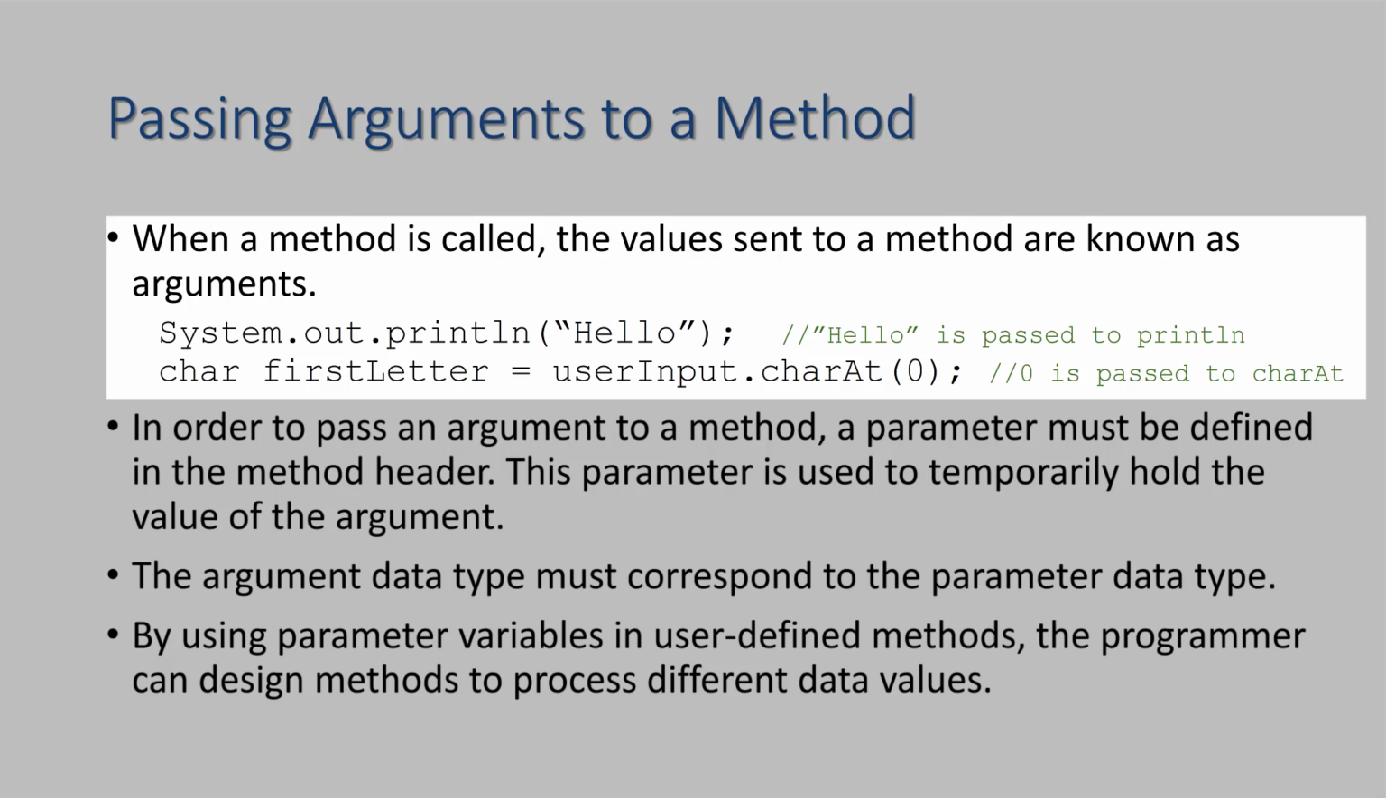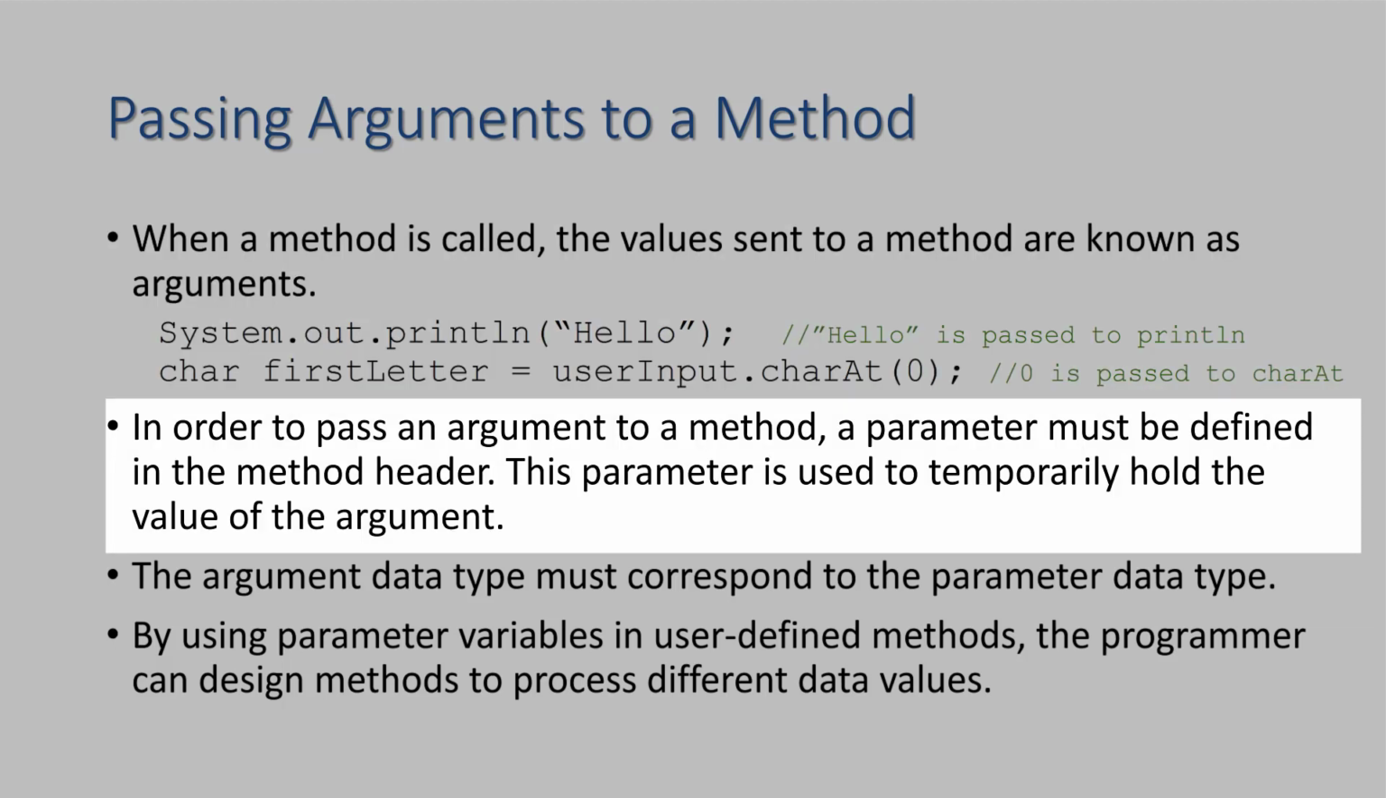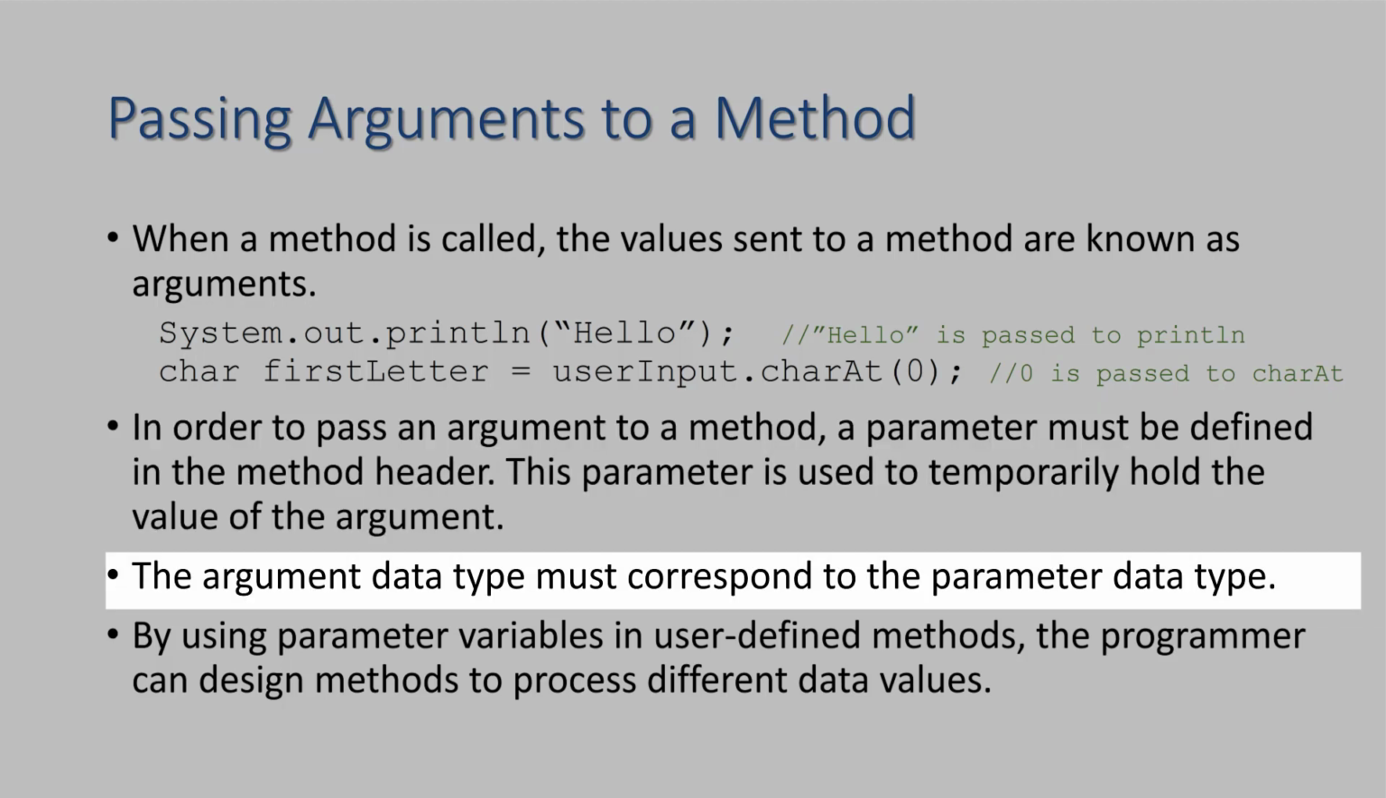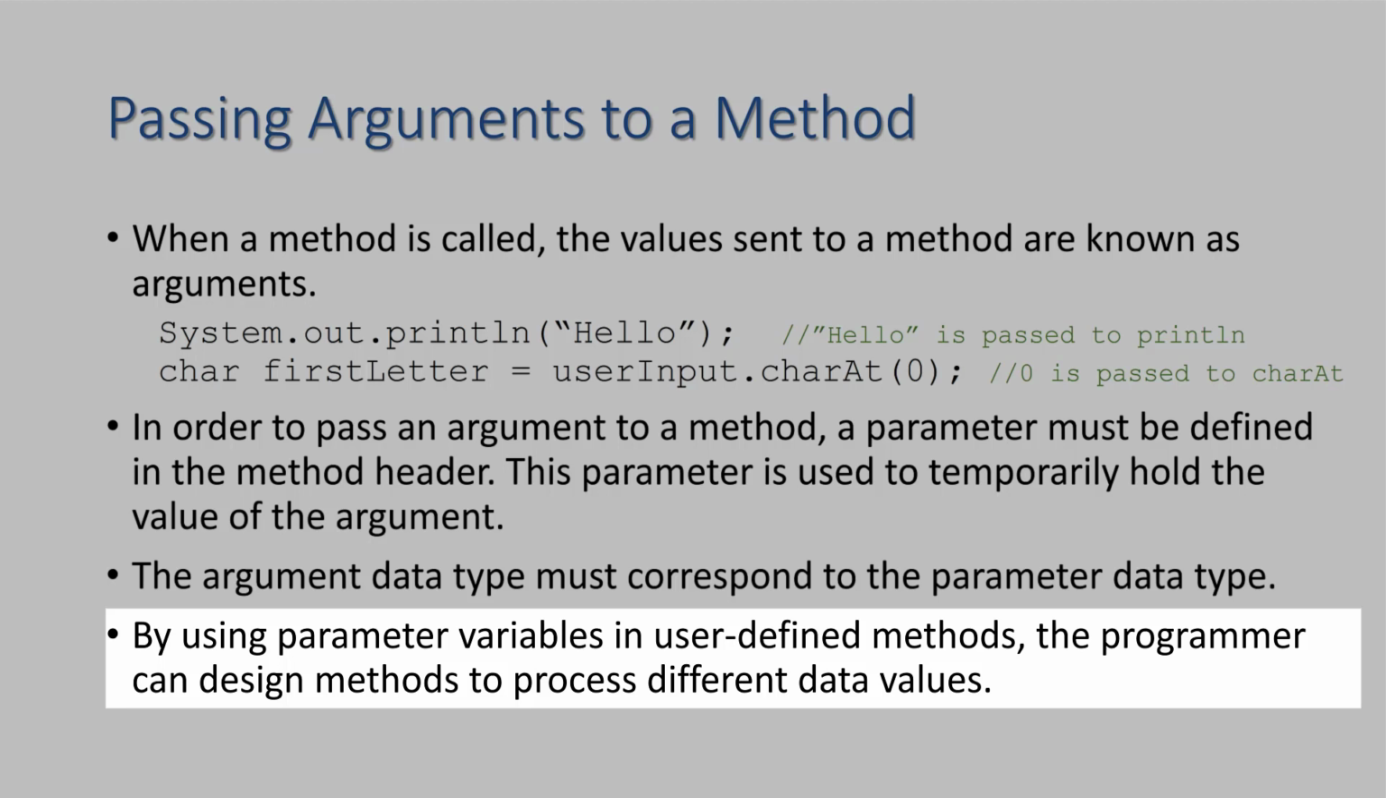If a method is defined with parameters, then arguments can be sent to the method when it is called. In the example statements, "hello" is passed to the println method and 0 is passed to the charAt method. A parameter must be defined in the method header in order for arguments to be passed to the method. The argument data type must correspond to the parameter data type. By using parameter variables in methods, the methods can be designed to process different data values.